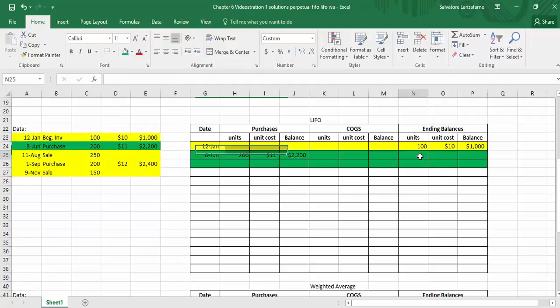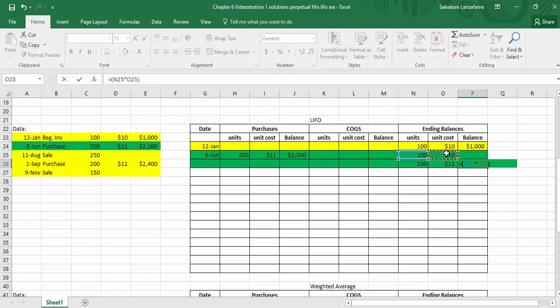So now I've got the 100 at 10, and now I have 200 at 11. So just like up top, when we did FIFO, I'm going to go 100 times 10 plus the 200 times the 11, and I get 3,200.